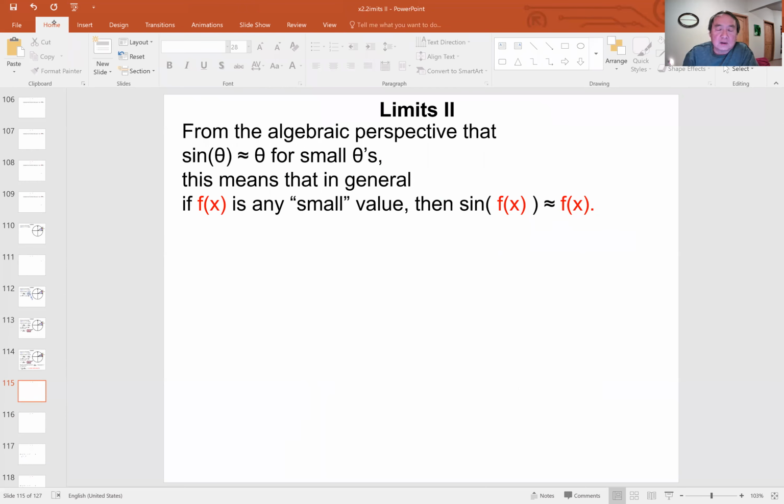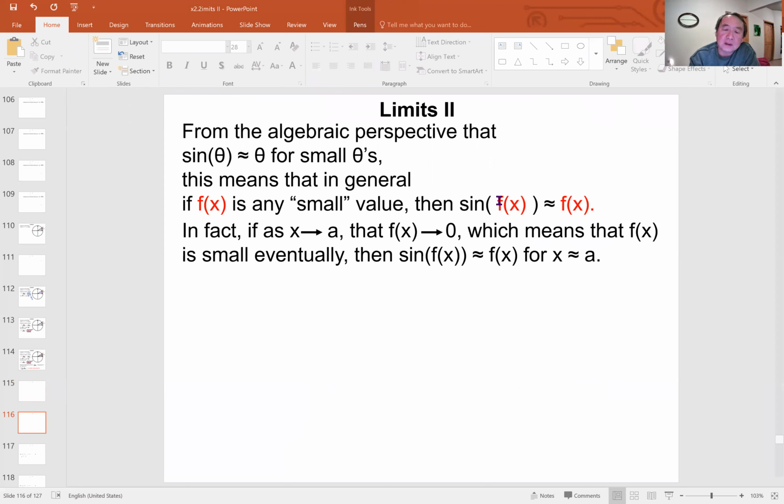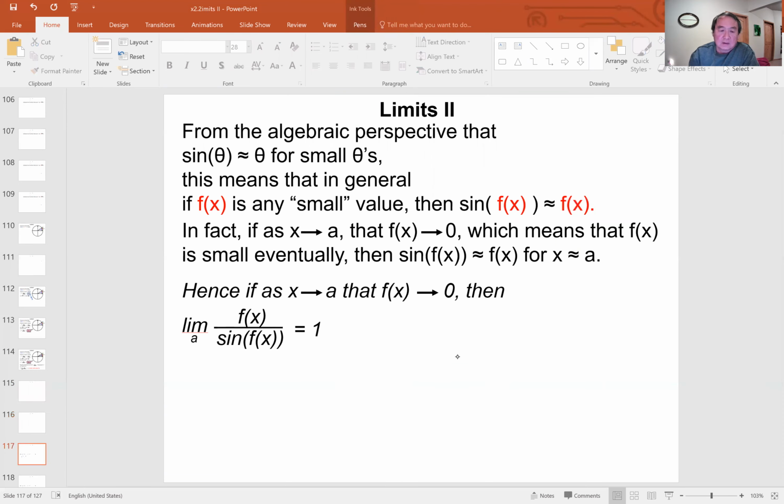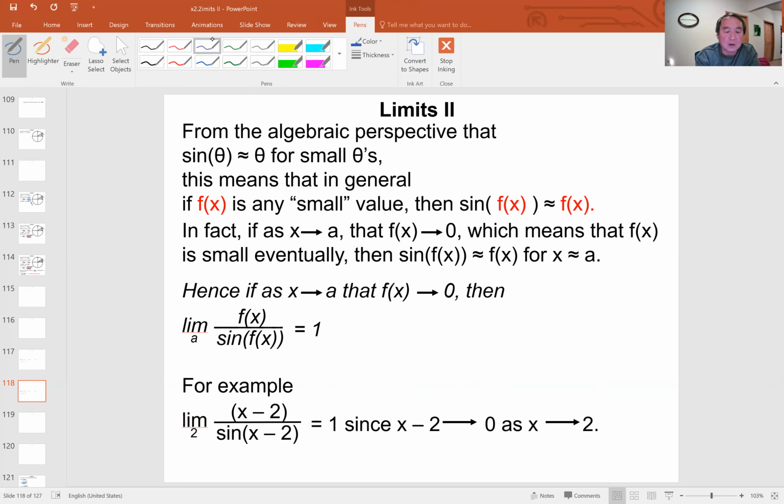Also, this theorem says that as long as f of x goes to 0 when x goes to some number a, then since this is going to 0, sine of f of x will be roughly equal to the argument, whatever f of x is. So for example, when x goes to 2, x minus 2 goes to 0. So sine of x minus 2 is roughly x minus 2, and x minus 2 divided by x minus 2 is equal to 1.